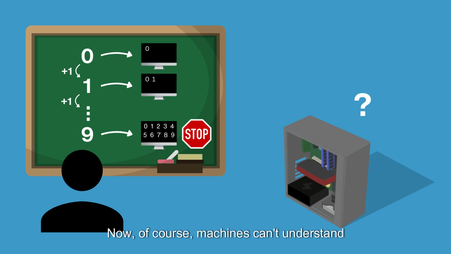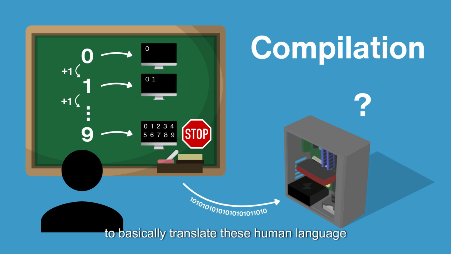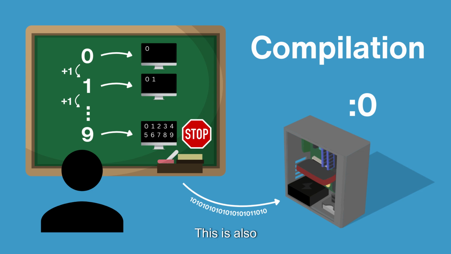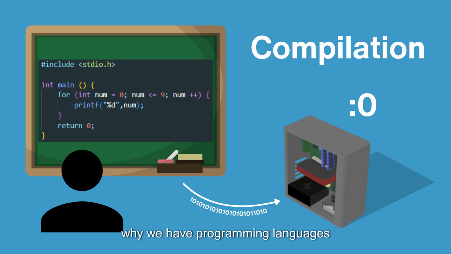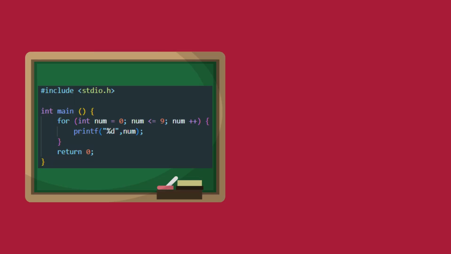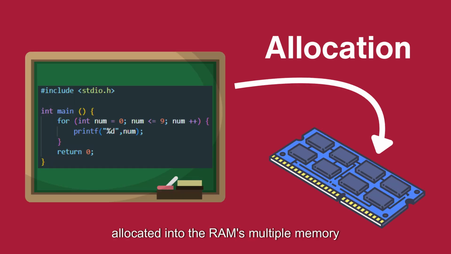Now of course, machines can't understand English, right? That's why we have the first step, compilation, to basically translate these human language commands into machine language. This is also why we have programming languages, in order to make compilation into machine code easier. The commands we just inputted will be allocated into the RAM's multiple memory blocks.